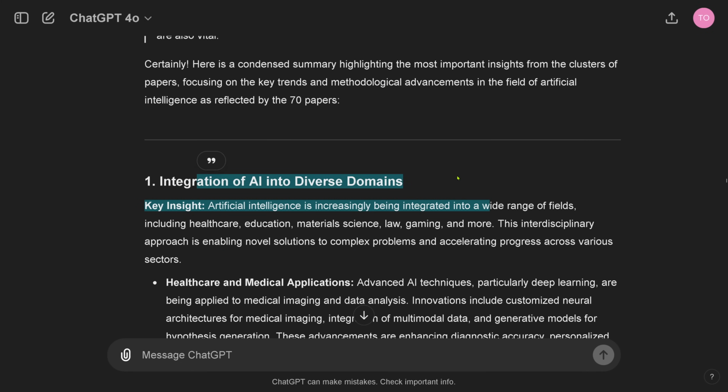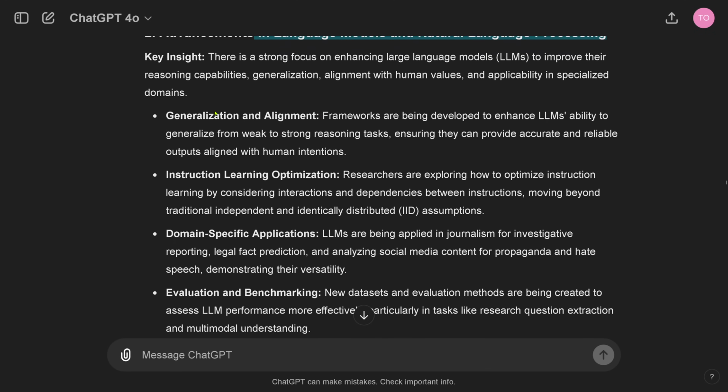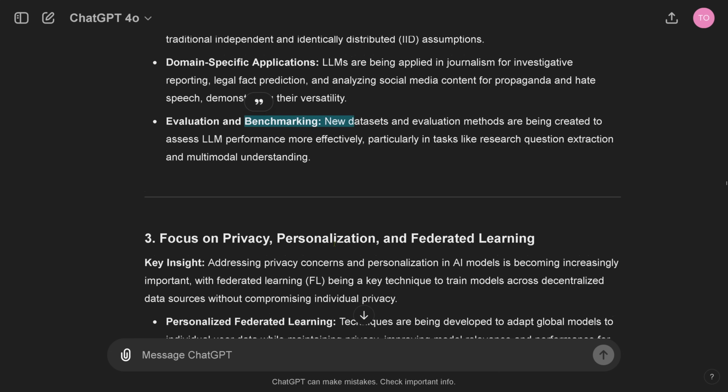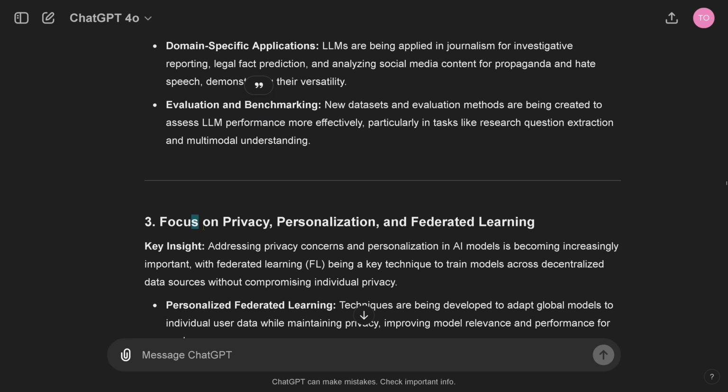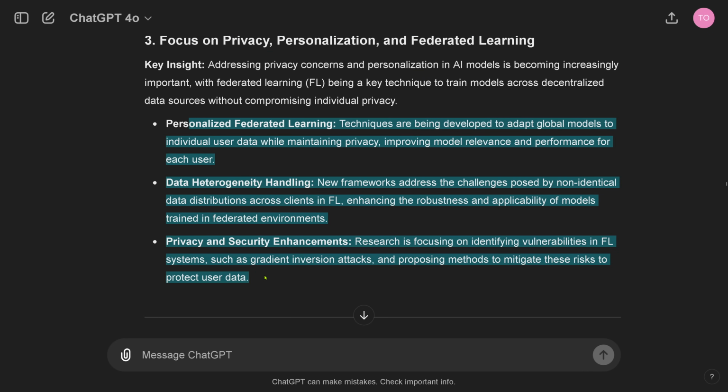Integration of AI into diverse domains. Nice. Advancement in natural language processing. Yeah. Generalization of alignment, learning optimization, domain-specific applications. Absolutely. Legal fact prediction. Wow. Evaluation and benchmarking. Yes, these were the topics. Then we have a focus on privacy, personalization, and federated learning. Yes, absolutely. You see a different structure.